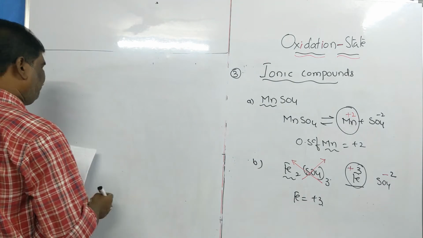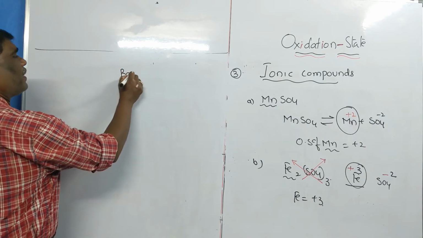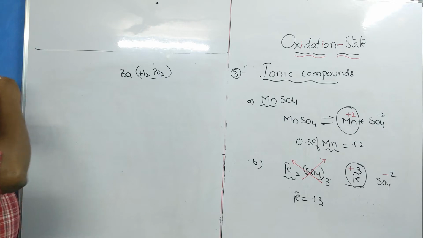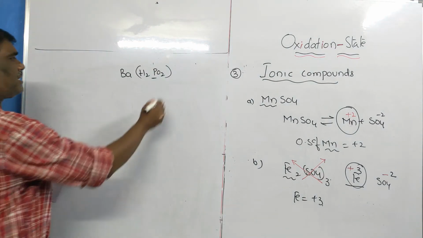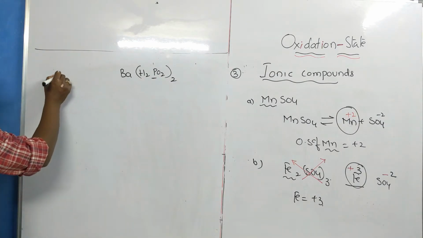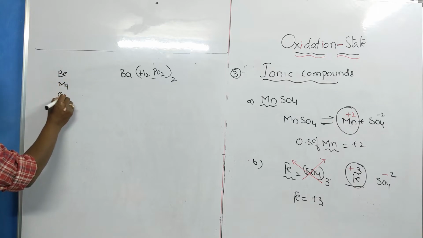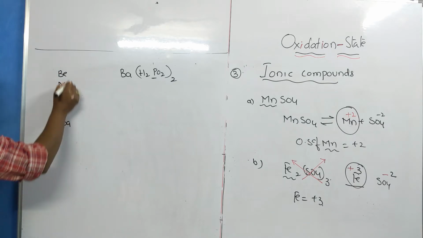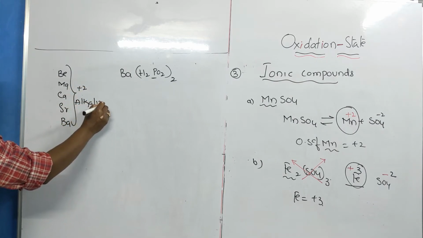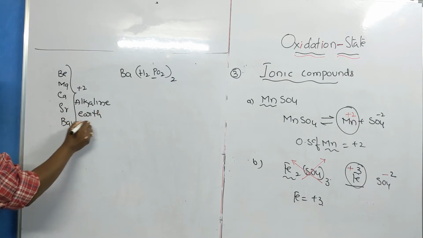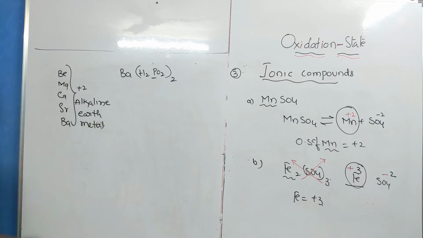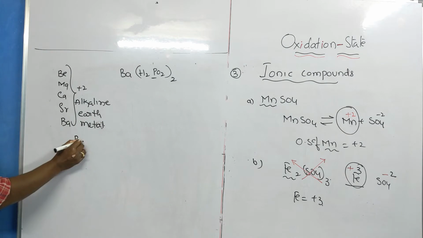Okay, the next one is barium hypophosphite. In this one you are asked to calculate the oxidation state of phosphorus. Now we learn beryllium, magnesium, calcium, strontium, barium. They have +2 oxidation state. These are known as alkaline earth metals. For alkaline earth metals, the oxidation state is +2. So barium is having +2.